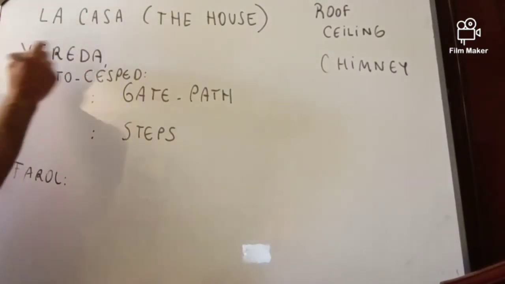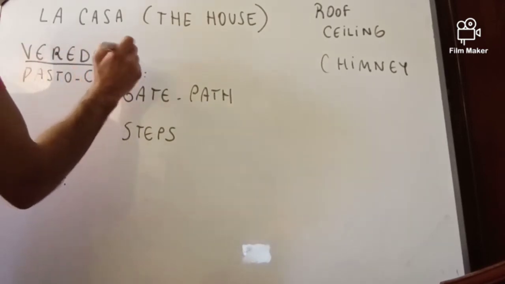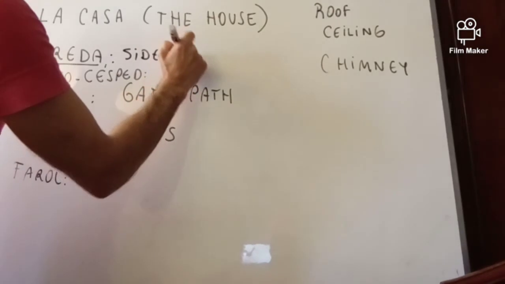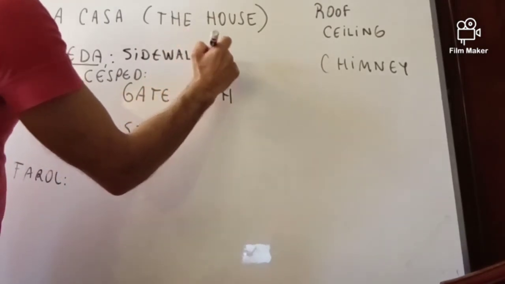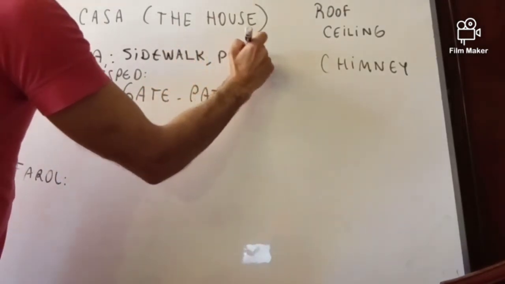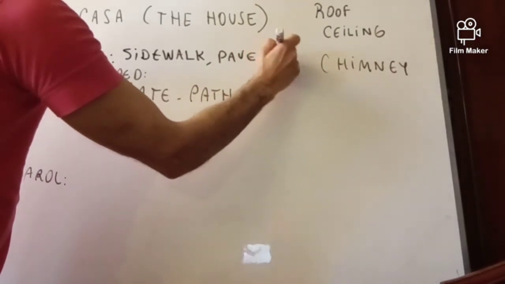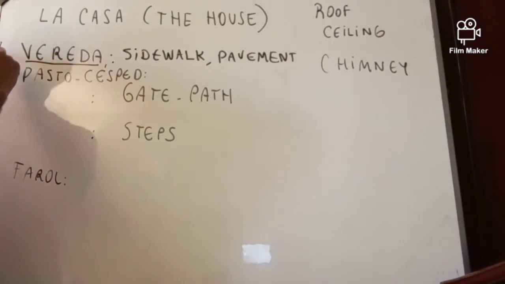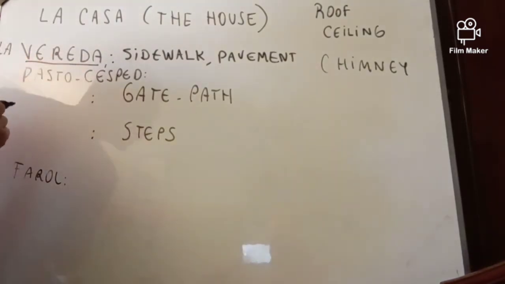We walk on the vereda. It is a sidewalk in American English, or pavement in British English. So it's in Spanish, vereda, la vereda. I'm going to put the article on its side.